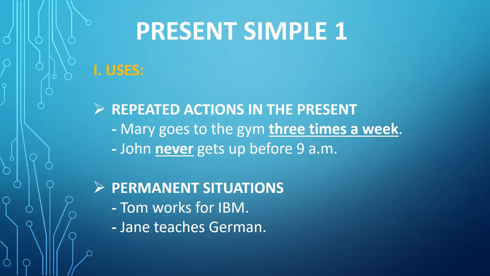Okay, the next example is Jane teaches German. This is what she does. This is her job. It's also not something temporary. So this is a permanent situation.